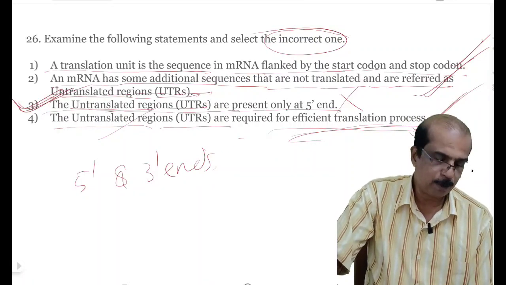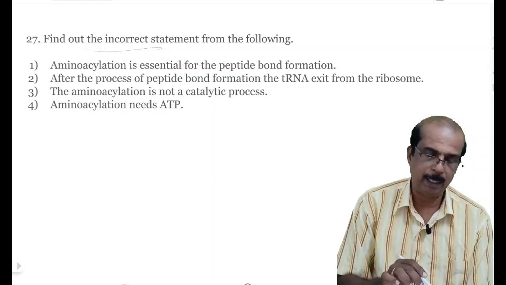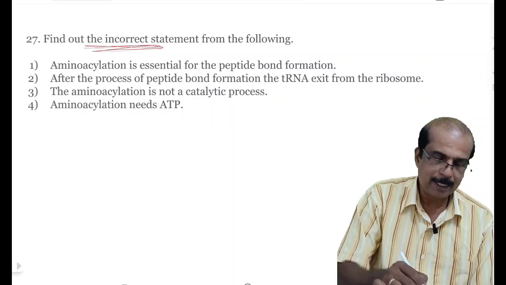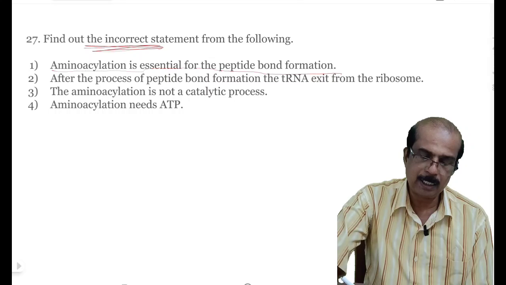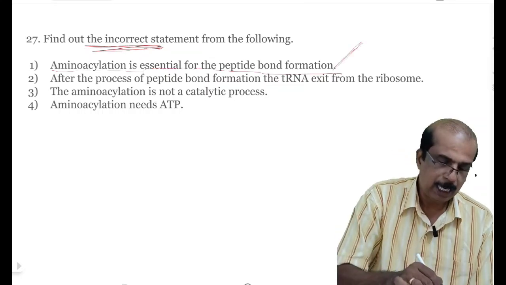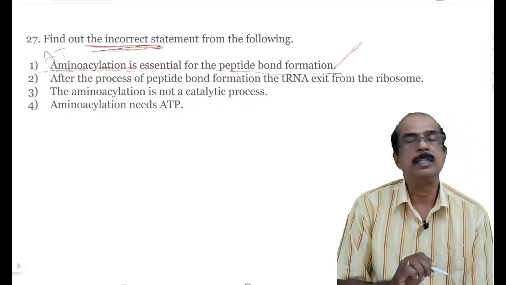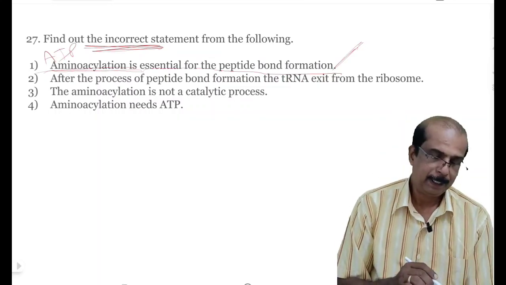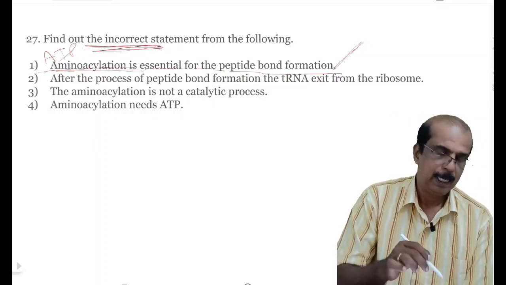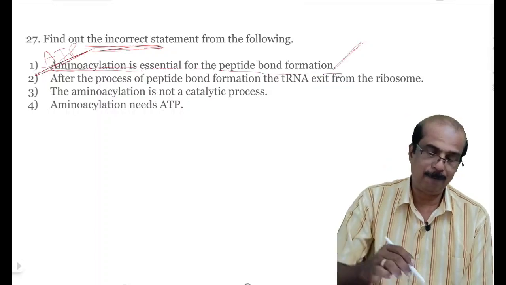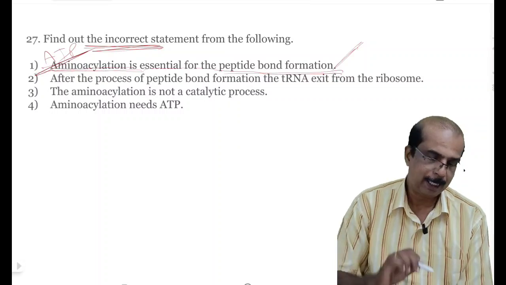Let us move to the next question, 27th one. Find out the incorrect statement. You have to find out the incorrect statement from the following. Aminoacylation is essential for peptide bond formation. Peptide bond formation is an energy consuming process. Here, due to aminoacylation, tRNA is charged using the energy of ATP. During aminoacylation, tRNA is combined with its specific amino acid and uses energy from ATP for the peptide bond formation. So option 1, statement 1 is correct.